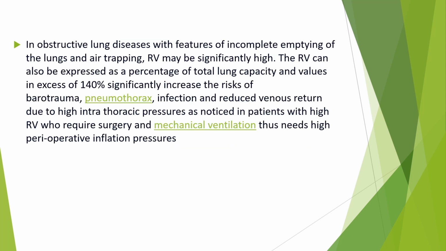In obstructive lung diseases with features of incomplete emptying of the lungs and air trapping, RV may be significantly high. The RV can also be expressed as a percentage of total lung capacity, and values in excess of 140% significantly increase the risk of barotrauma, pneumothorax, infection, and reduced venous return due to high intrathoracic pressures, as noticed in patients with high RV who also require surgery and mechanical ventilation, thus needing high perioperative inflation pressures. This was the clinical aspect of the lung volumes.